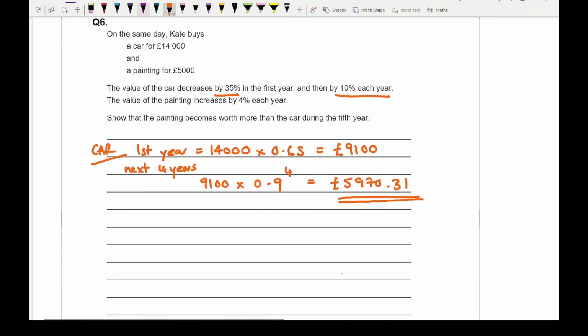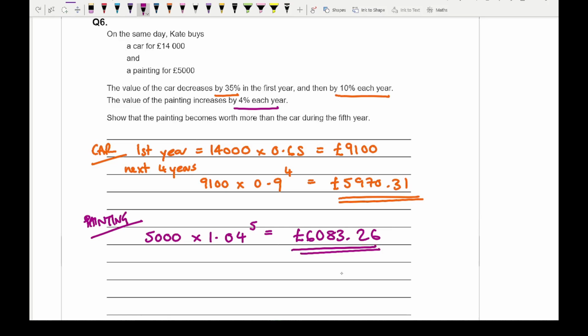Then what's next for me then to do is then work out the painting. So here we've got 5,000, that increases at a rate of 4%. So here, using compound interest, we've got 5,000 multiplied by 4% increase. So again, starting with 100%, adding 4% is 104%. That as a decimal is 1.04, and that's going to be over 5 years. So typing that all into my calculator, I get an answer of £6,083.26.